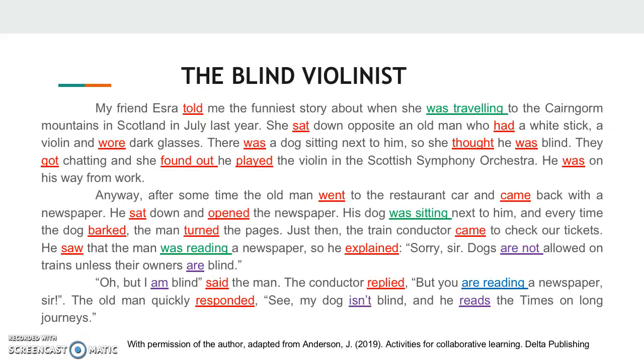Have you found one example for each? Now look at the text again with the verbs underlined. The red words show you the verbs in the past simple. The green words are the ones in the past continuous. The present simple verbs are in purple, and the only present continuous verb is in blue.